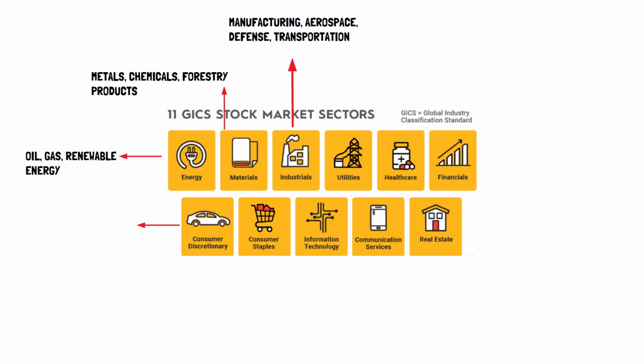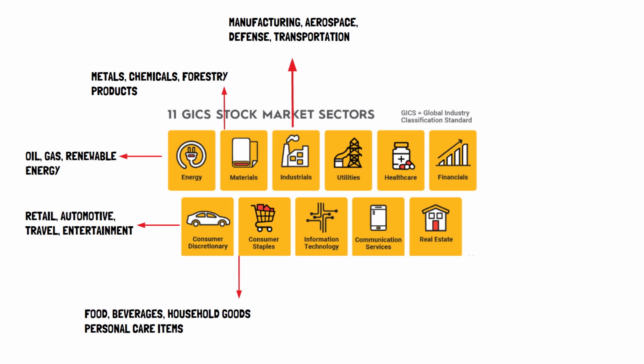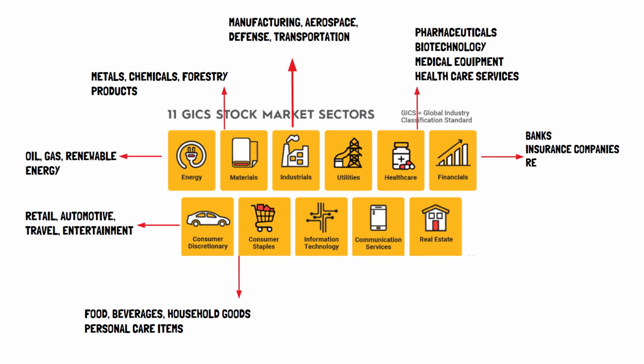Consumer discretionary. Businesses related to non-essential goods and services, such as retail, automotive, travel, and entertainment. Consumer staples. Companies that produce and distribute essential products including food, beverages, household goods, and personal care items. Healthcare. Businesses in the healthcare industry including pharmaceuticals, biotechnology, medical equipment, and healthcare services. Financials. Companies in the financial sector including banks, insurance companies, real estate, and other financial services.